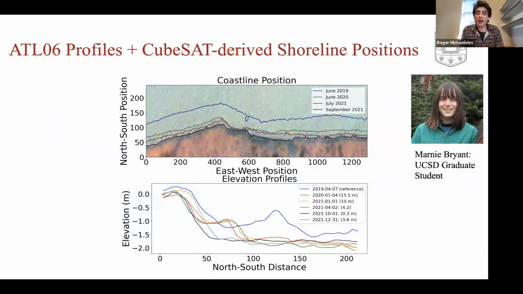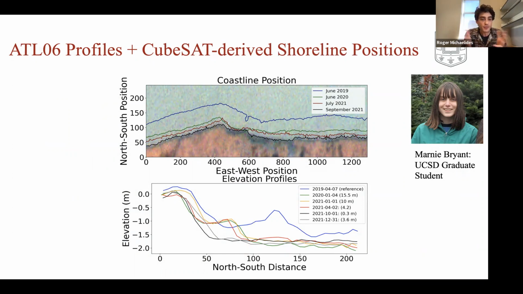So to go now to looking at some preliminary results of this work, I want to mention that this is work that's being led and really championed by Marnie Bryant, who's a phenomenal grad student at UCSD. I think she might be on the telecon here as well. So if you have any questions on this, Marnie can probably answer them better than I can. So I just want to mention that this is work that she's really been leading.